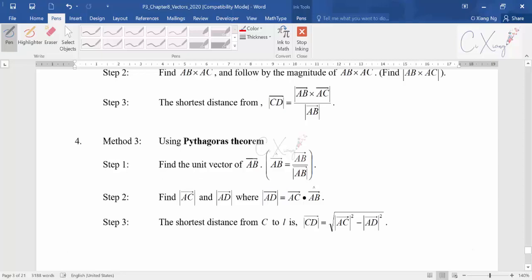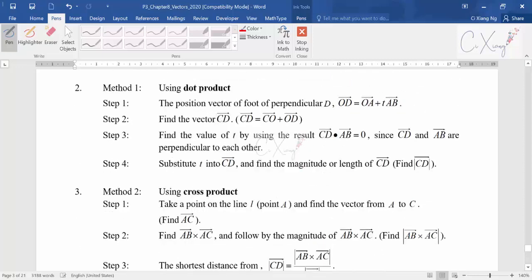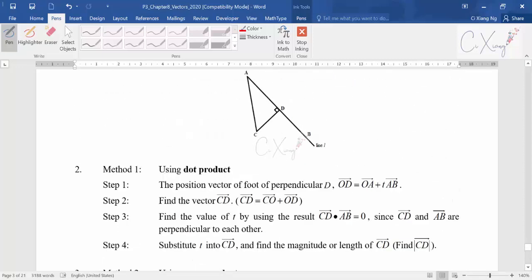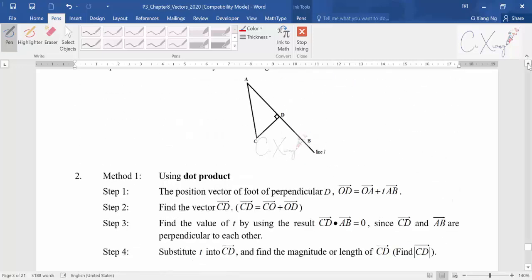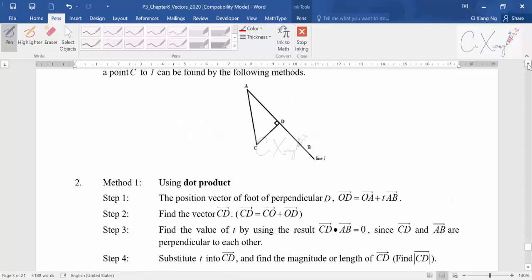I will still explain all the methods here, and show you all 3 methods, so you can choose on your own after you go through them. Okay, let's have a look at the first method first. This is what we have for the first method.